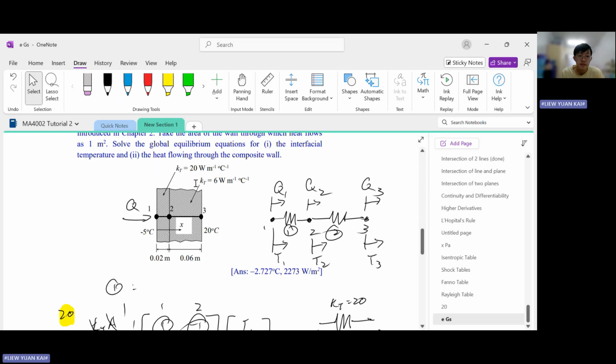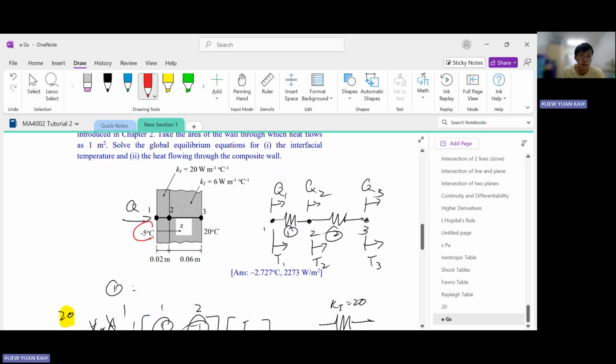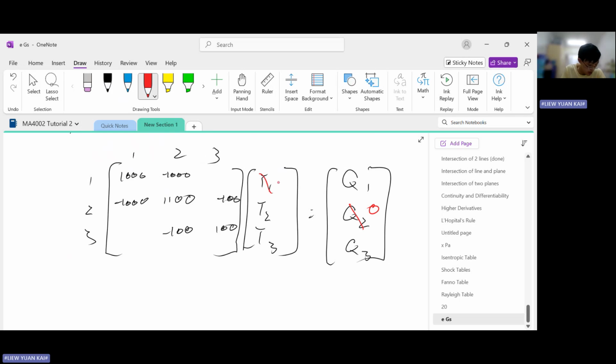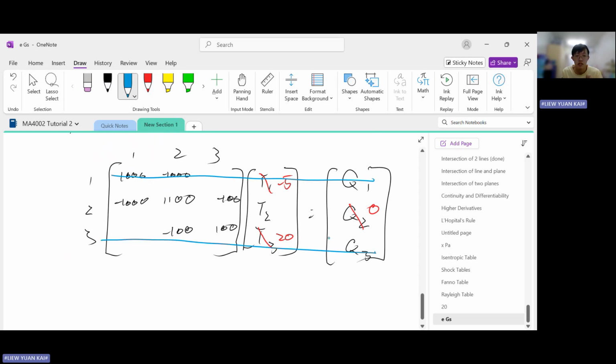Now, what else do we know? Well, they also told us the temperatures at nodes 1 and 3, right? So we can go substitute that. So node 1 is -5, node 3 is 20. And since we have some non-zero boundary conditions here, that means we cancel the row corresponding to that. You do not cancel the columns because this is not a zero displacement boundary condition. If these entries were zero, then yes, you cancel the columns. But since these are non-zero displacement boundary conditions, you only cancel the rows.